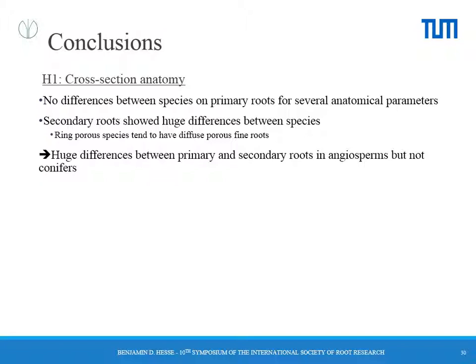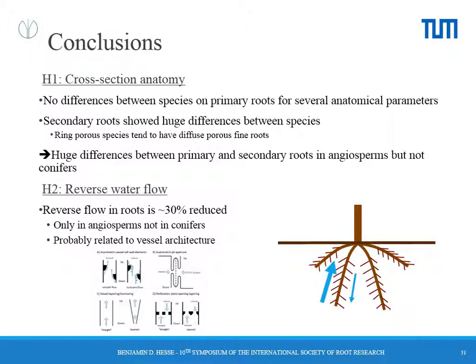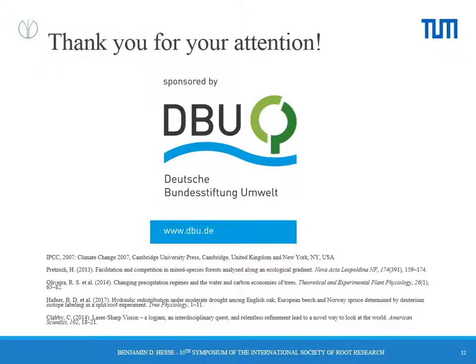So just to come to the conclusion of the data I showed you today: for the cross sections, we saw that in primary roots, for several anatomical parameters, there is no big difference between species, so they are quite similar among all species, while secondary roots or bigger roots already show huge differences. To mention this again, stem ring porous species tend to have diffuse porous fine roots. And for our second part, we saw that there's a reduction of 30% in the reverse direction. We saw this only in angiosperms, not in conifers, so we assume this is all related to the vessel architecture. And with that, I'm already at the end, and I want to thank you for your attention.